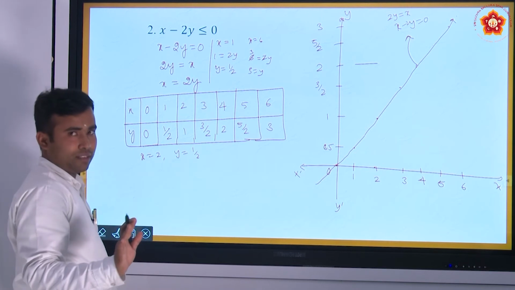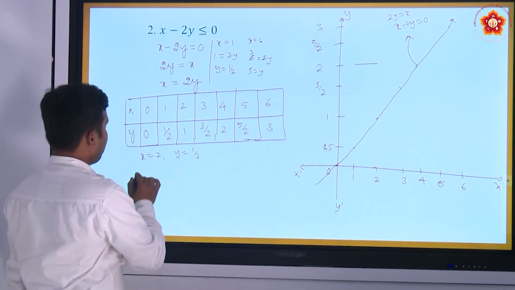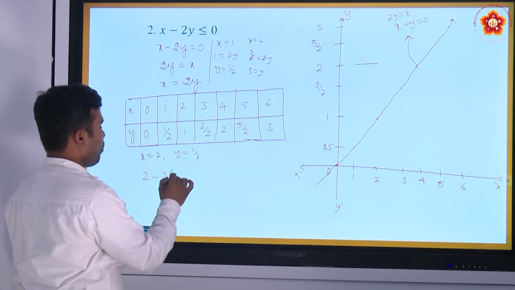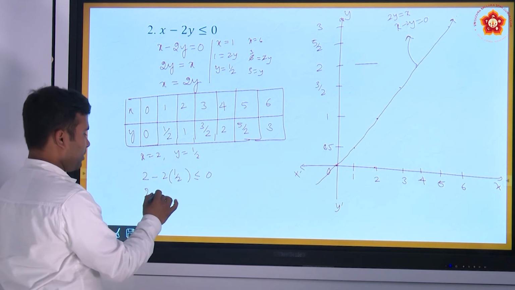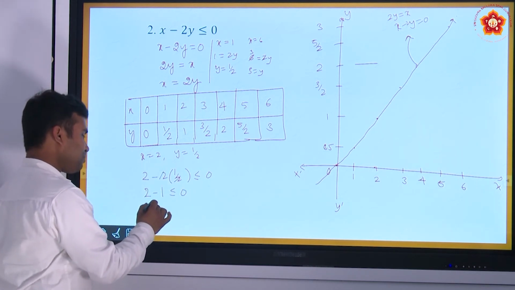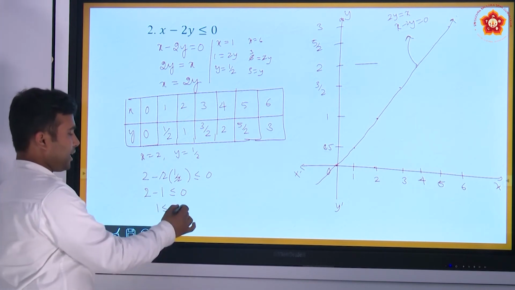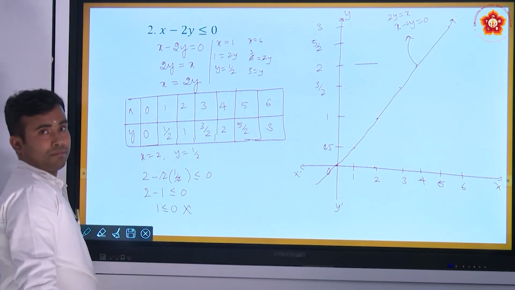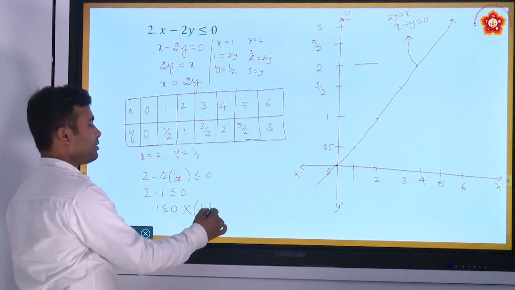If I take the point like that, let us see whether the given inequation is satisfied. X equal to 2, minus 2, y is 1 by 2, which is less than or equal to 0. What is the value here? 2 gets cancelled, 1, which is less than or equal to 0. That is 2 minus 1 is 1, which is less than or equal to 0. This cannot be possible, right? So 1 cannot be less than 0, right? So we can say this is false.